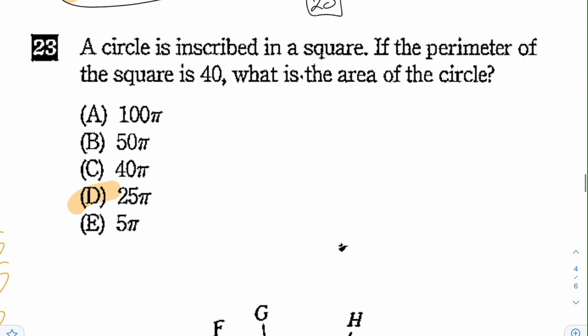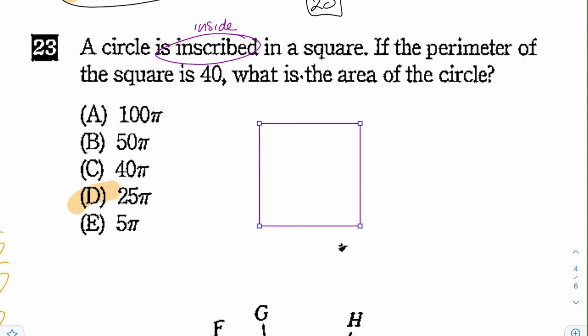Next, for number 23, a circle is inscribed in a square. If the perimeter of the square is 40, what is the area of the circle? So inscribed just means inside. So you have a square, and a circle fits inside the square perfectly. So you want to draw this diagram here, and the perimeter of the square is 40.